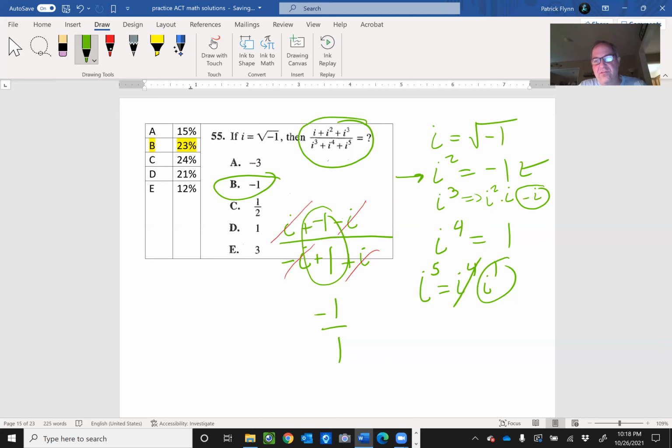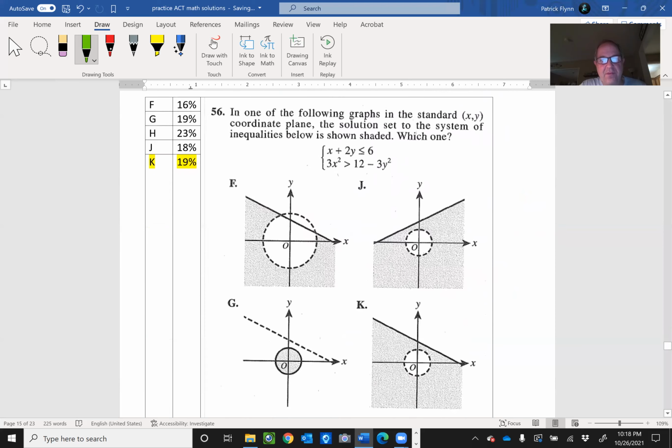You see imaginaries in Algebra 2. That's the first time you see them. And you see them in all your math classes after that.